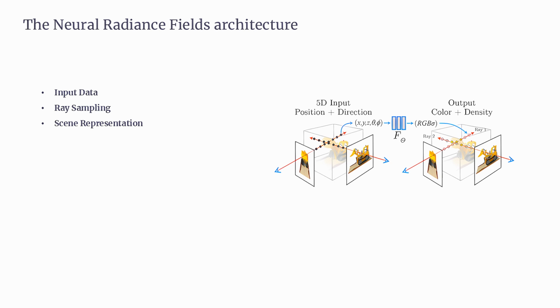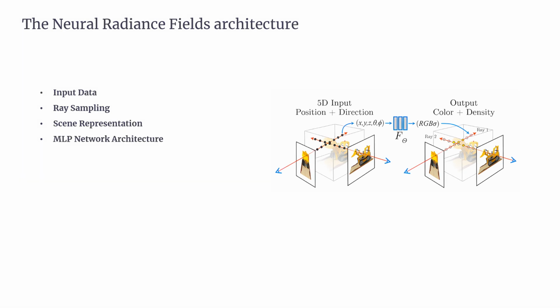The third, scene representation. To represent the scene, NeRF uses a fully connected neural network, also known as a multi-layer perceptron, MLP. This network predicts 2 key things: color RGB at each sampled point, and density, which tells us how opaque or transparent a point is. This MLP is trained to output these values for each point along the rays, capturing both the geometry and lighting of the scene.